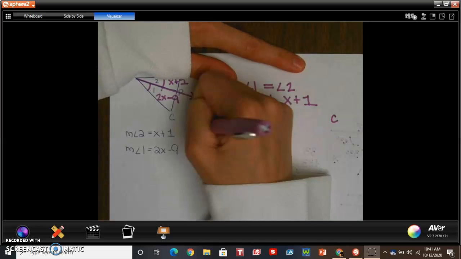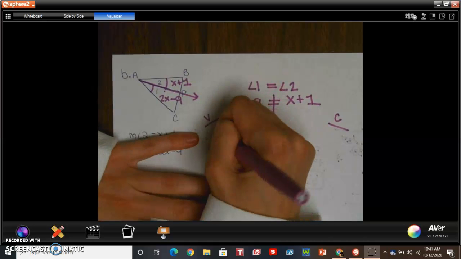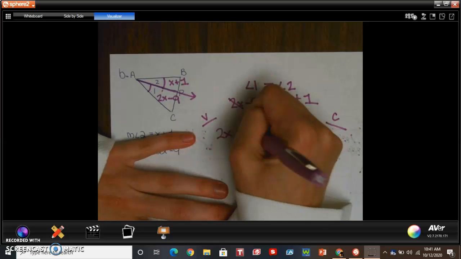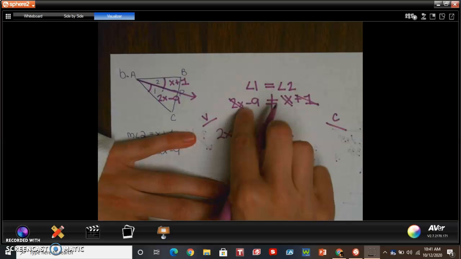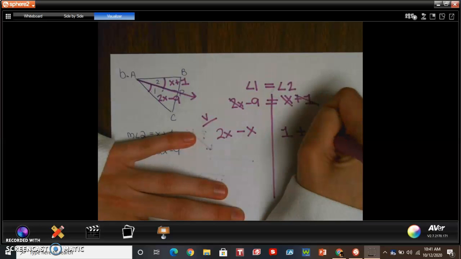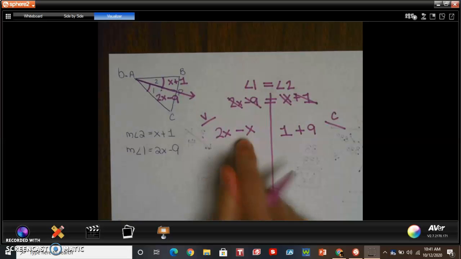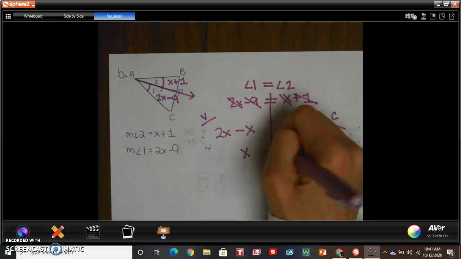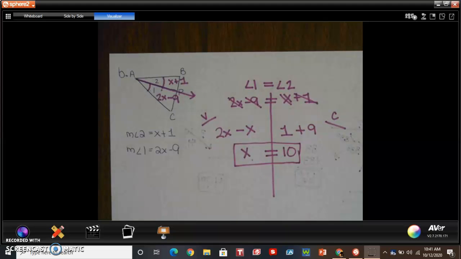Variables, constants. All right, if it has an x, it's going to go over here with our variables. So we have 2x. I want to move this x over. It has to turn opposite because I went through the line. And I have 1. Got to turn this opposite because it's going through the line. Okay, here we go. So 2x minus x is x equals 1 plus 9, which is 10. All right. Again, that is an example from your homework for assignment 2.